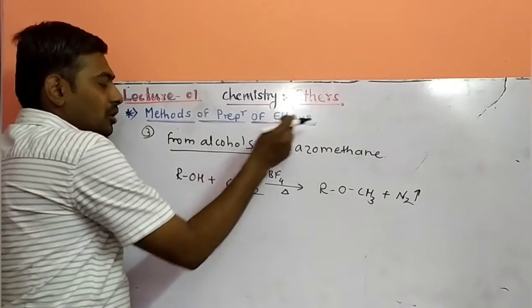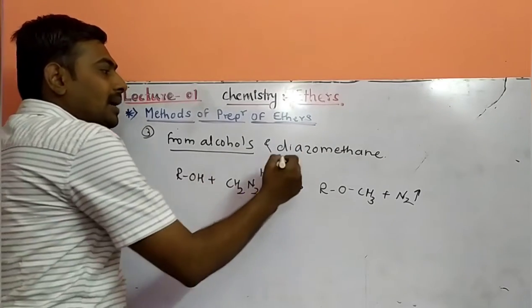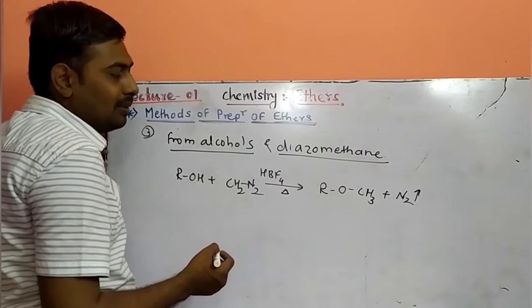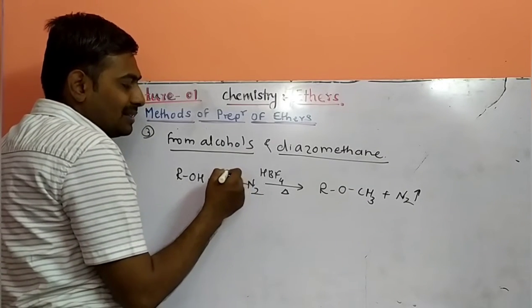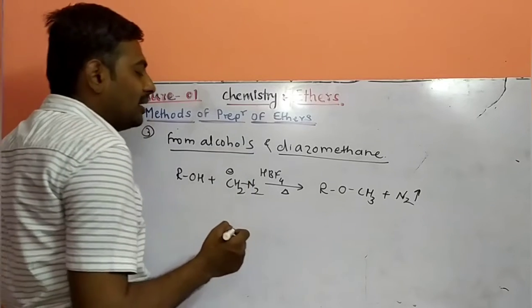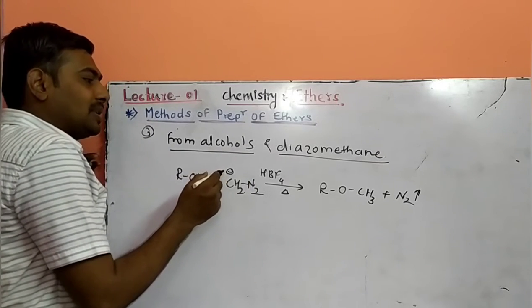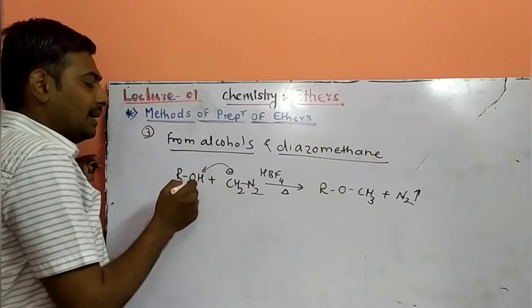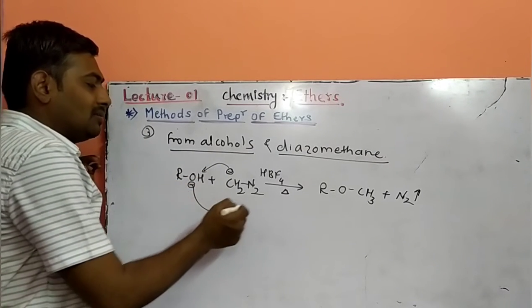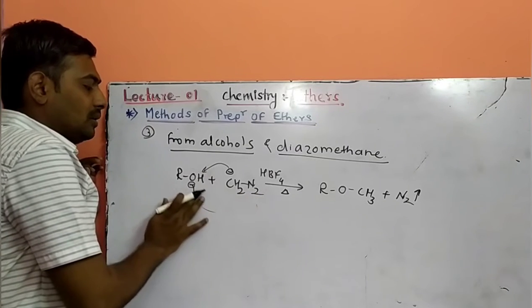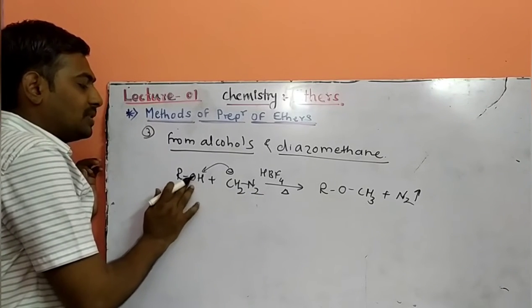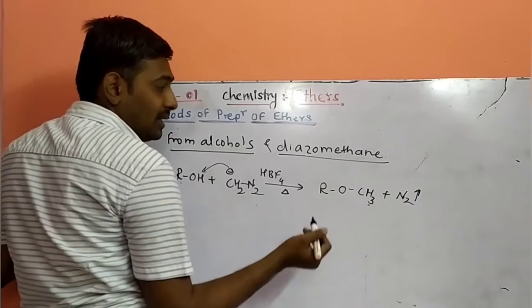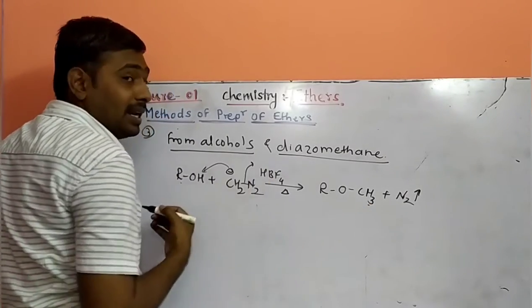Next reaction, preparation of ethers from alcohols and diazomethane. Diazomethane means CH2N2. The azo group is nitrogen double bond nitrogen, and it is a derivative of methane, so it is diazomethane. So diazomethane can abstract this proton, and at the same time this O minus will attach on this carbon. So it abstracts the proton. What will we get? ROCH3 is the product, and nitrogen is released in this reaction.